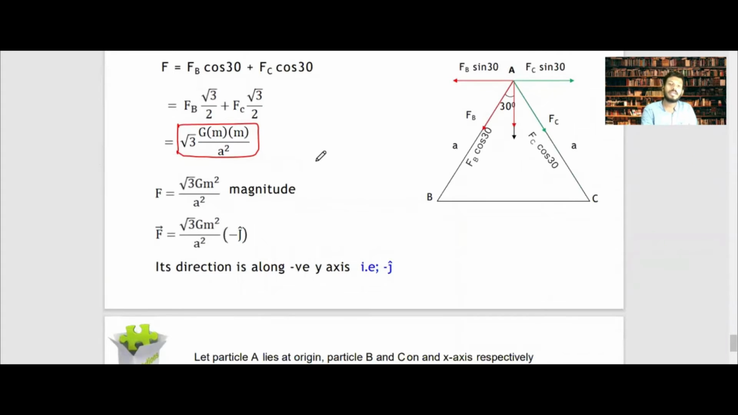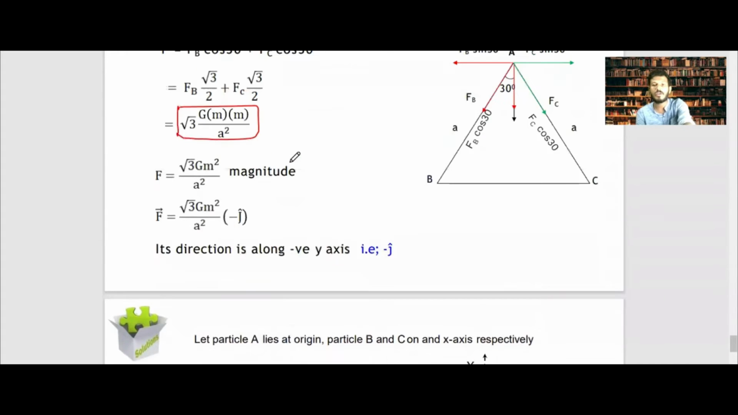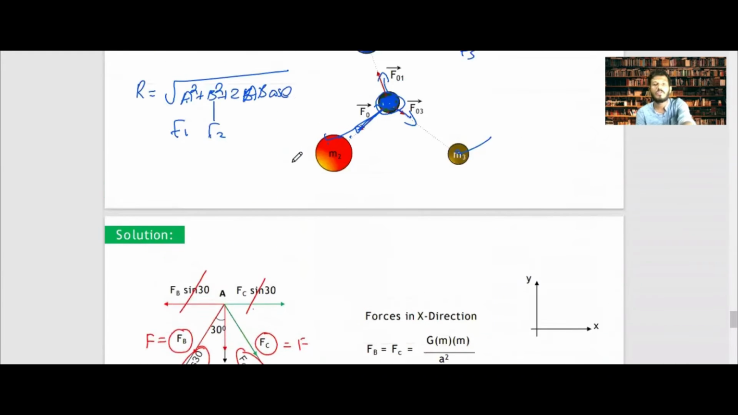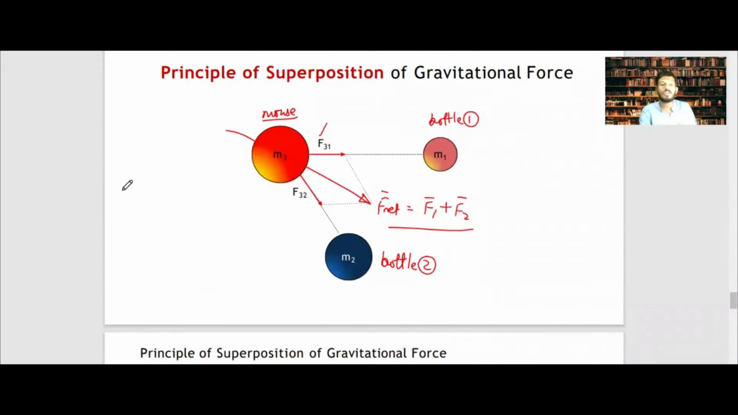Okay, consider these questions. Let us move to one case. Okay, listen. This is body M1 and this is body M2. This is body M3. What is the total force on M1? That is the question. What is the total force on M1?